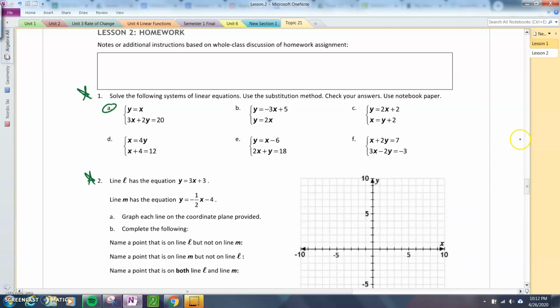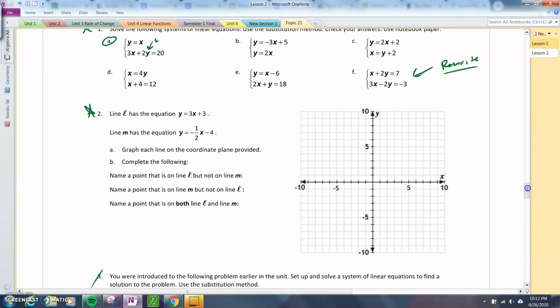Your homework, you're doing substitution. So what you're really just doing is, see, y equals x, so that means I'm going to substitute x in here, and then you're going to solve. That's what you're doing for all these. This one, you're going to have to rewrite. So this one's going to be a little tougher, but send me your notes on that if you have questions.